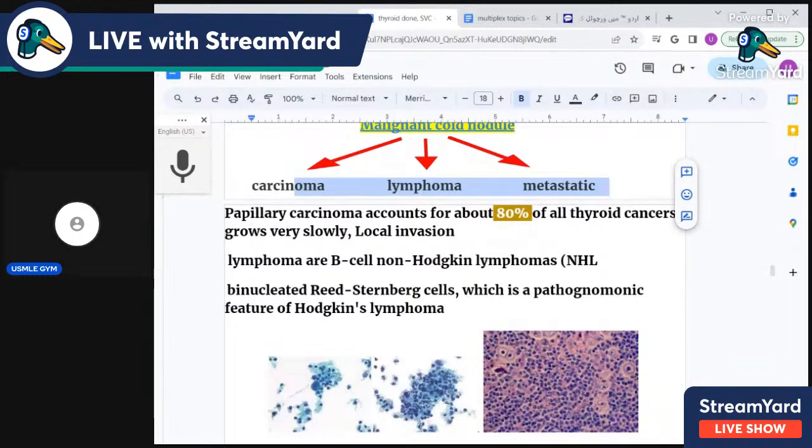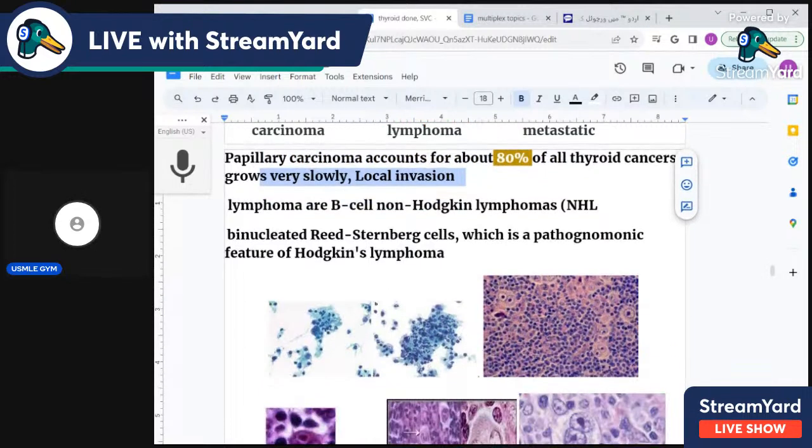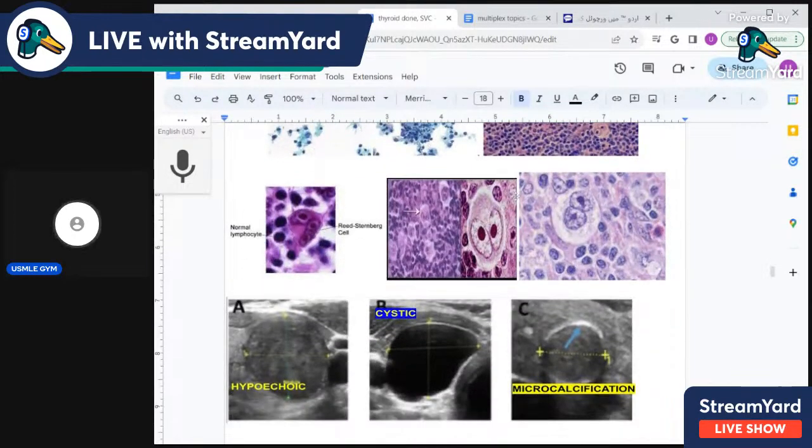The most common type of carcinoma I already told earlier, it's papillary carcinoma of the thyroid, occurs in 80% of cases, but is slow growing and it has local invasions. Lymphoma that occurs in cold nodules are B cell non-Hodgkin lymphoma. And the Hodgkin lymphoma has a Reed Sternberg cell, owl-eyed appearance cells like this. They are pathognomonic of Hodgkin's lymphoma.